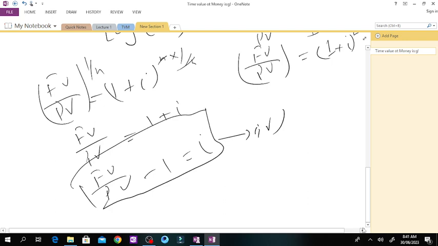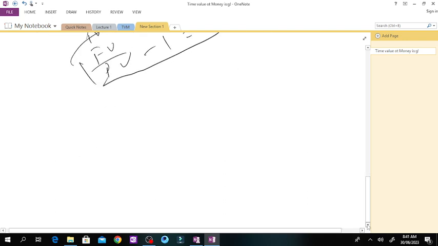Okay, let me give you a short overview and then we will solve few questions. So what we have to do, we have to find future value formula, present value formula, and I, and then the interest rate. Now let me solve few of the questions.